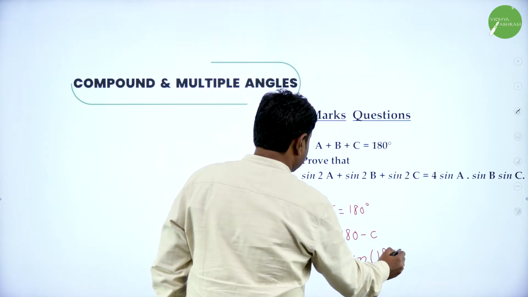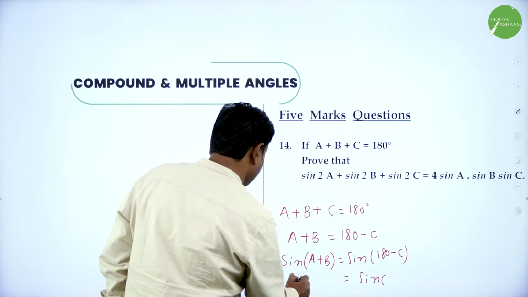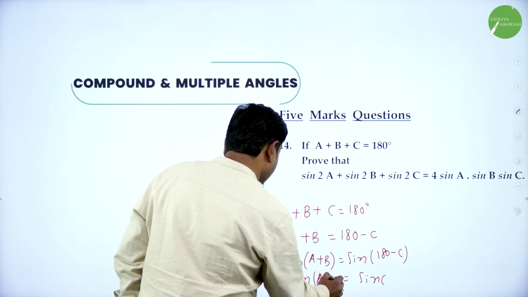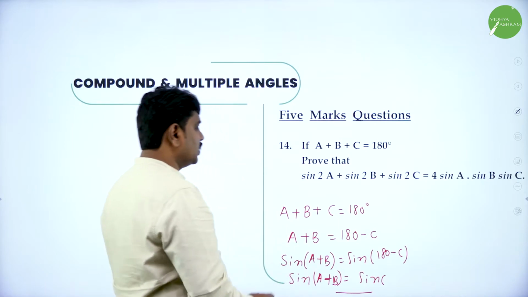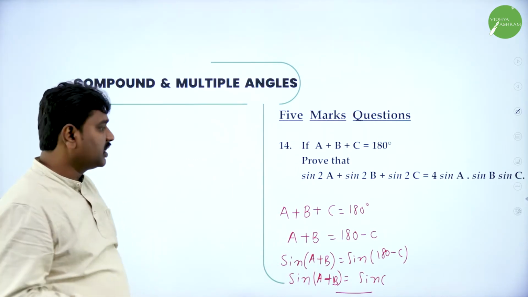Sin of 180 minus c is sin c. So instead of sin of a plus b, you can also replace sin of a plus b by sin c, and vice versa. This we can use as an intermediate step from the given. Now we'll take LHS and we'll arrive at RHS.